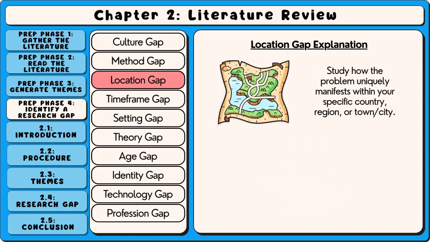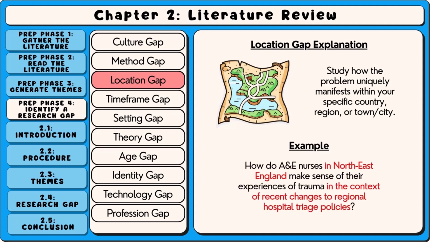The location gap refers to studying how a problem uniquely manifests within your country, region, or even your hometown. For example, a research question could be, how do accident and emergency nurses in Northeast England make sense of their experiences of trauma in the context of recent changes to regional hospital policies? Here, you would be zooming in on a specific location and policies within that location, which will make your study unique.